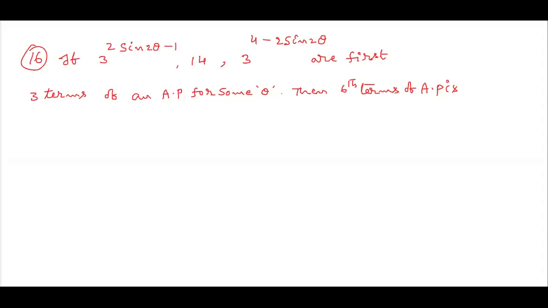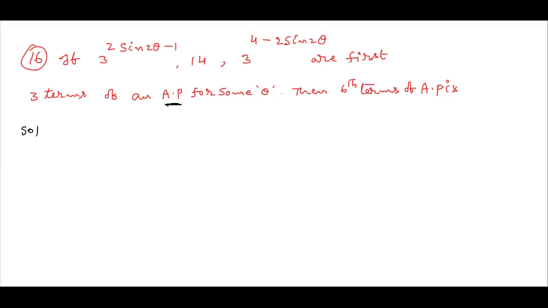Already I discussed 15 questions. This is the 16th question. Now see the question. There are three terms, and the first three terms are in AP series. Then find the sixth term. So to get the sixth term, we need to find the theta value first. The first term and second term, already 14, so the third term we need to find.